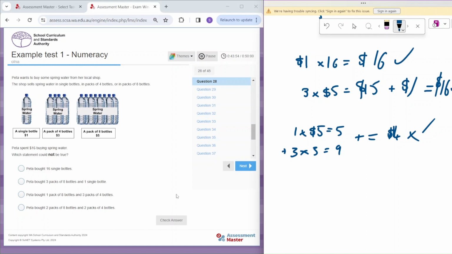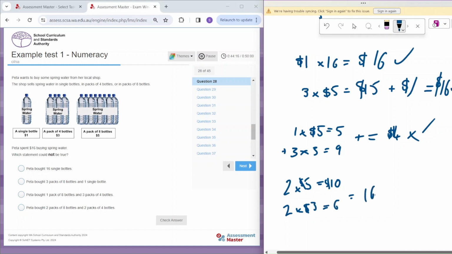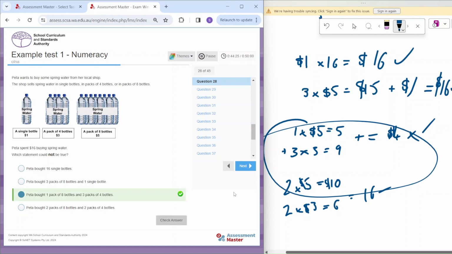Peter bought 2 packs of 8 bottles, so 2 lots of 8. 2 times the $5 for an 8 bottle pack is $10, and 2 packs of 4 bottles. 2 times the $3 it costs for the 4 bottles is 6. 10 plus 6 is 16. So this one is also correct, but wrong in the context of the question. So we're looking at this one being correct. Check and next.